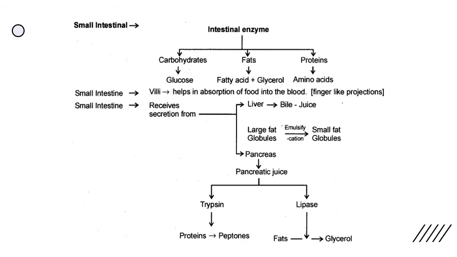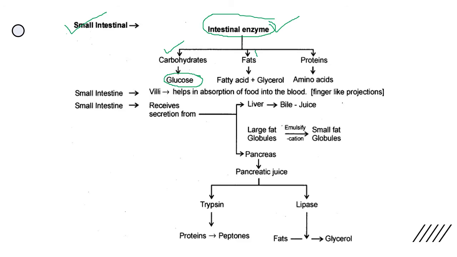Here is a revision of the events that occur in the small intestine. In the small intestine there are some intestinal juices. What is the function of these intestinal enzymes? They digest carbohydrates into glucose. This is very important, you need to understand: carbohydrate is digested into glucose.